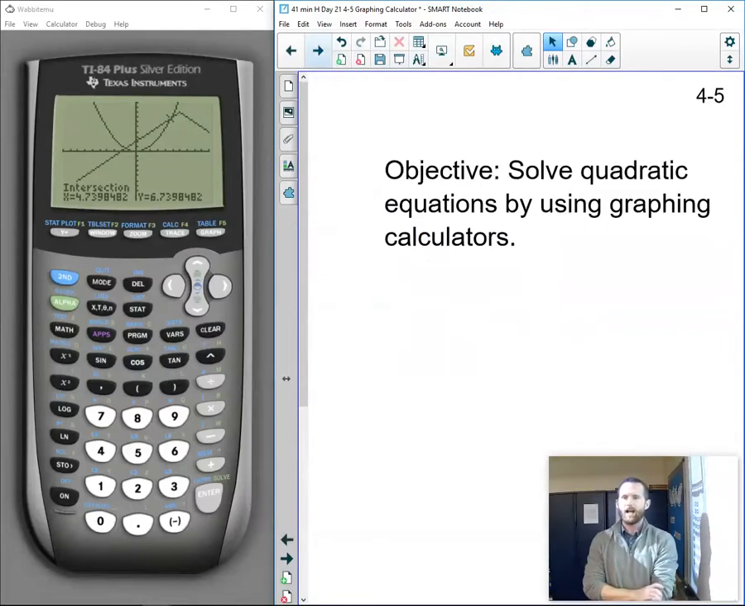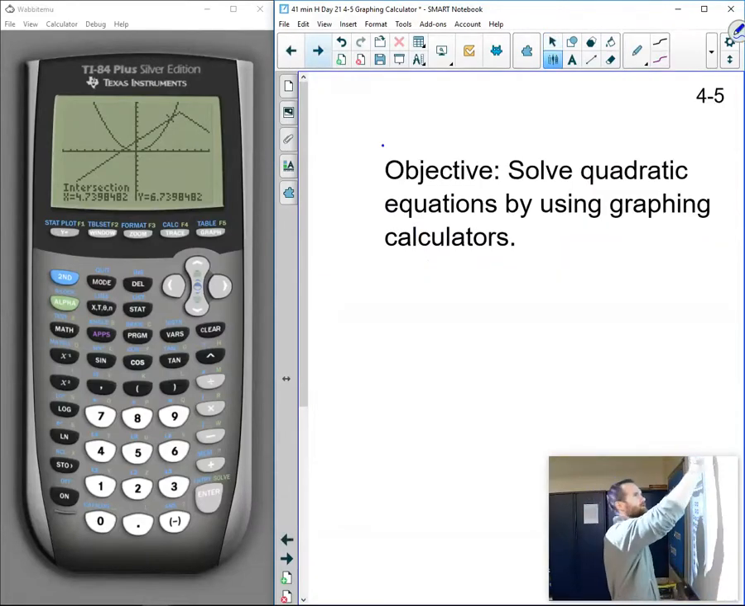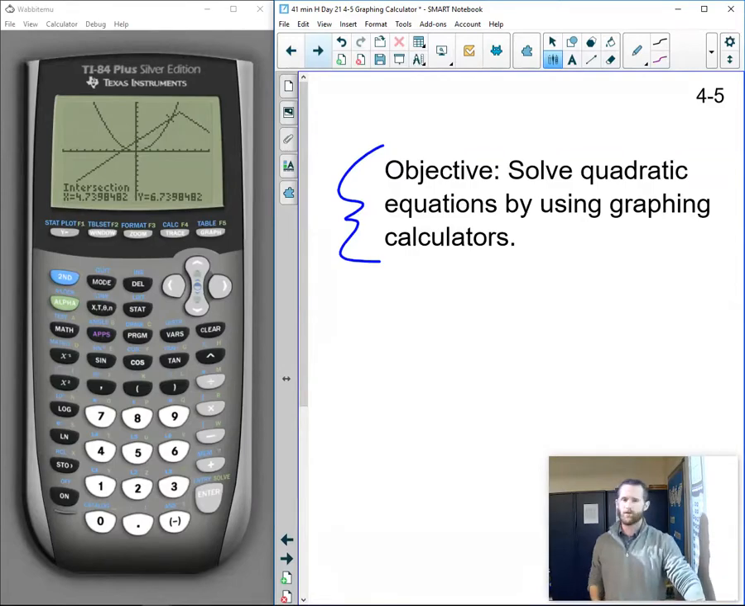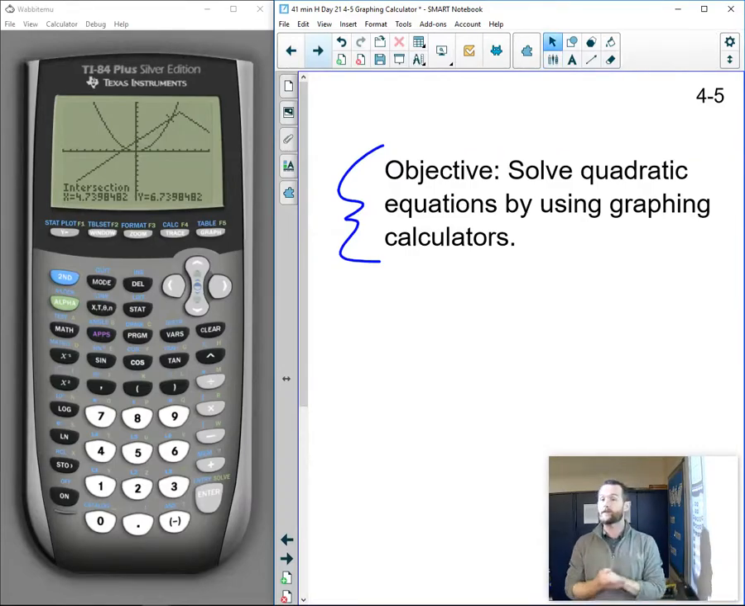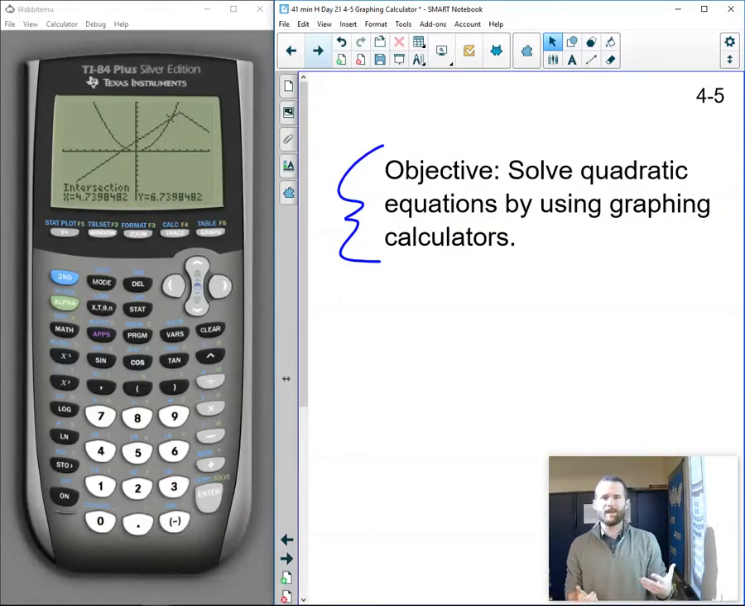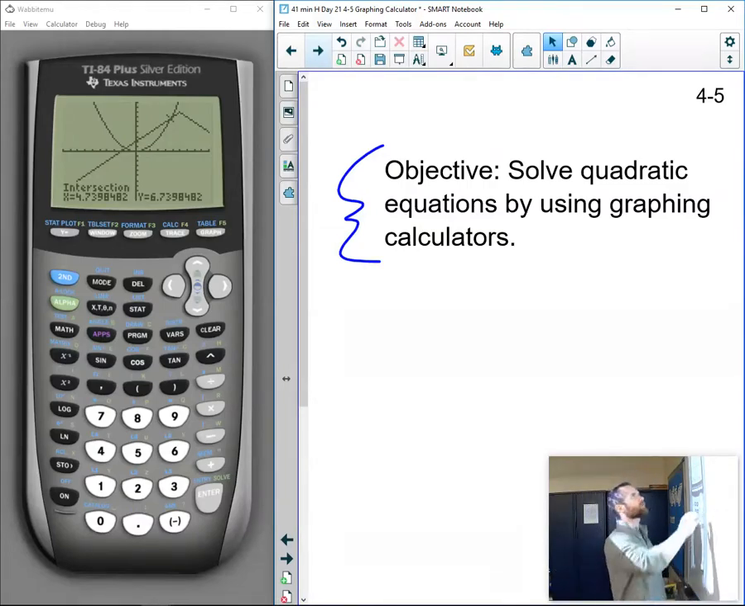Let's take a look at our objective. Today we're doing chapter 4, section 5, and after today we should be able to solve quadratic equations by using graphing calculators. So this is our fourth and final method for solving quadratic equations. Technically it's the fifth, because we talked about square roots, just getting x by itself, then factoring, the quadratic formula, completing the square, and now we're going to talk about using the graphing calculator. I often don't count the square root as a method because you just get x by itself, it's not too hard. But today we're going to talk about how we solve with a graphing calculator.